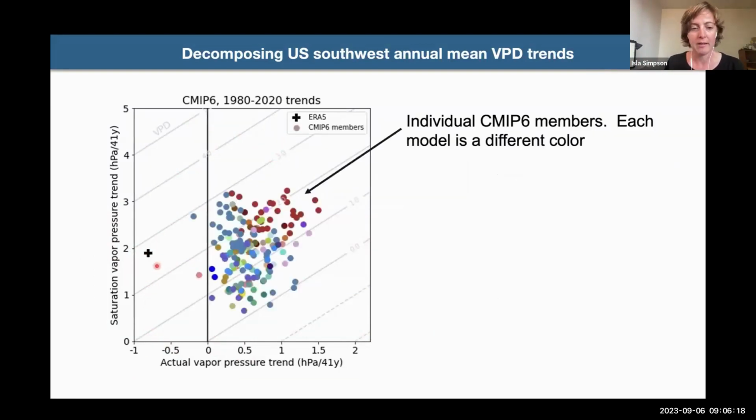Now, here's what the trends in each of the individual members from all of the different CMIP6 models look like. Each model is a different color. You can see that for saturation vapor pressure, the temperature part, the reanalysis lies pretty squarely within this model distribution.